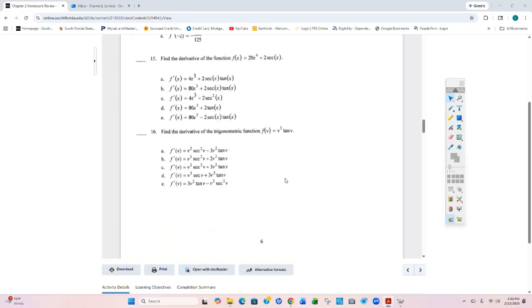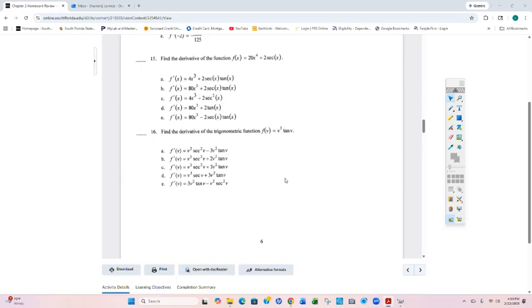Number 16, find the derivative of the trigonometric function f of v equals v cubed tangent v. So this one is a product, v cubed tangent v. A, f prime of v equals v squared secant squared v minus 3v squared tangent v. B, f prime of v equals v cubed secant squared v plus 2v squared tangent v.